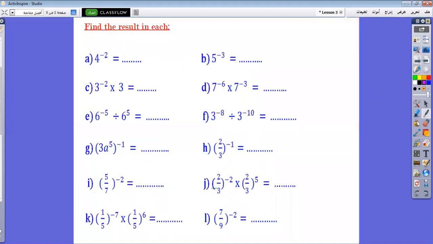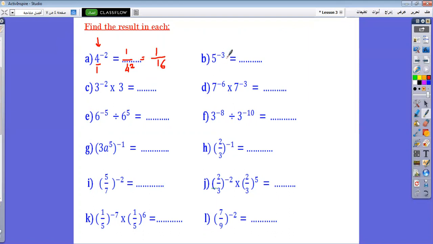Let's start to answer. Question A: 4 power negative 2. I want the negative power to be a positive power. Here it is 4 over 1, so it will be 1 over 4 power 2. That's excellent. The answer will be 1 over 16.